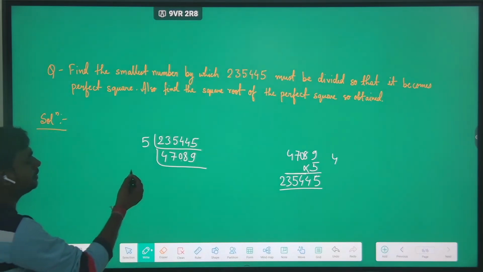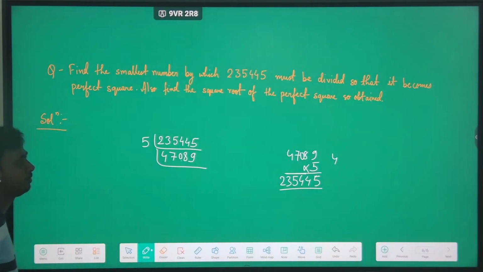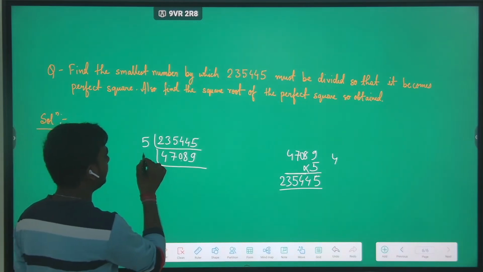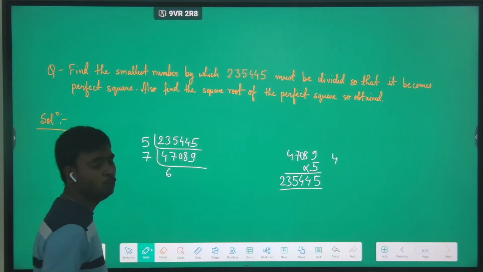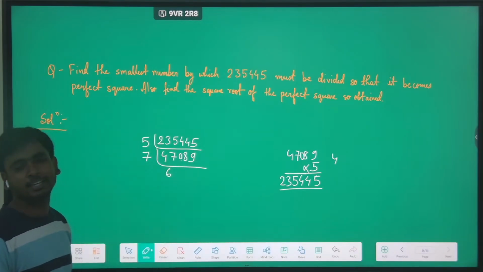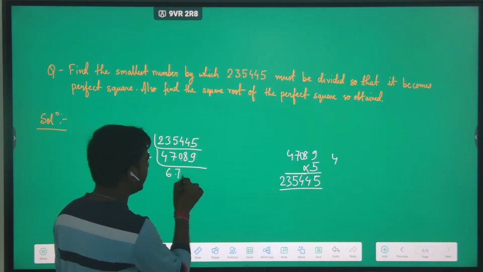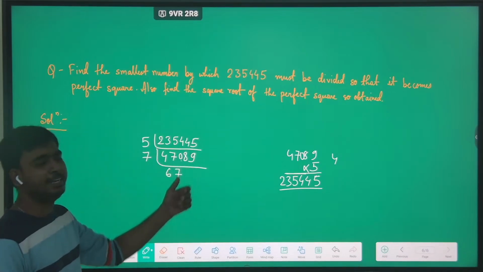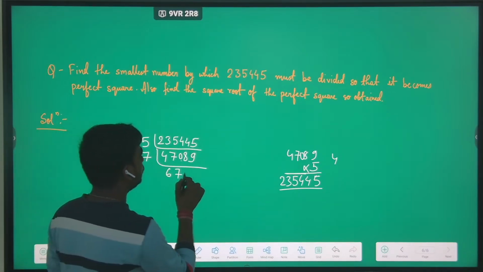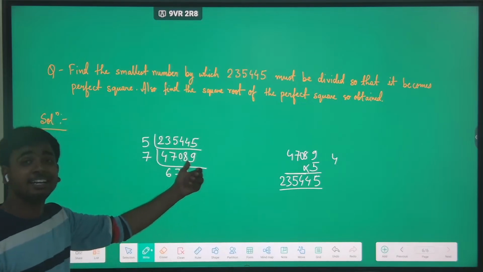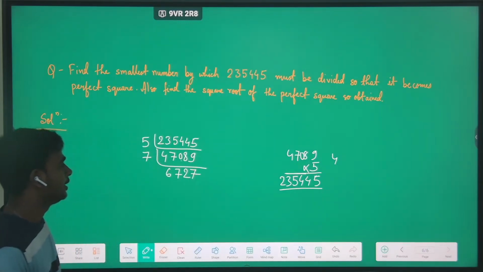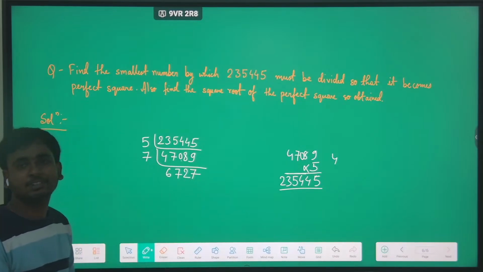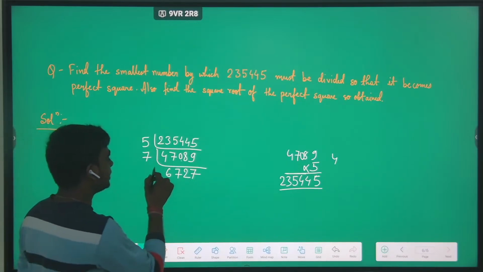Let us try to divide it by 7. On dividing it by 7, what will we get? 7 into 6 is 42. We will get 550 here. 7 into 7 is 49. We will get 18. 7 into 2 is 14. And again, we are getting 49 here. 7 into 7 is 49. Okay. Right now we are getting 6727 as the next number.